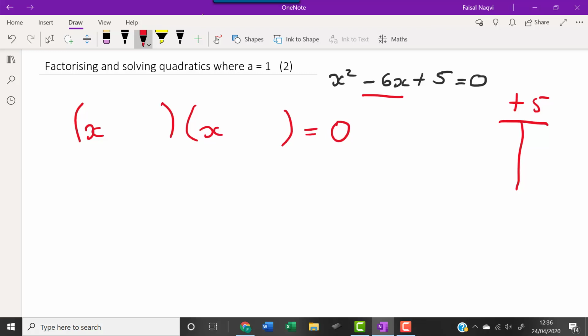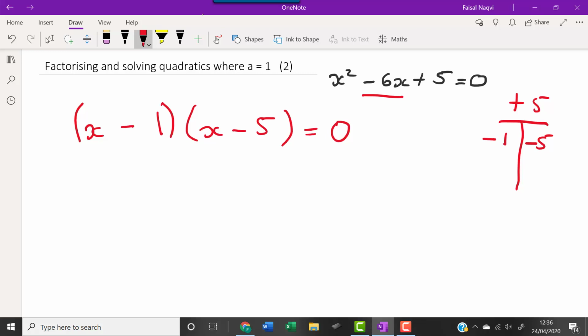Well, two numbers that multiply together to give me plus 5 are going to be 1 and 5. But what can I do with these to add to give me minus 6? Well, if I put minus 1 and minus 5, because I know a minus times a minus gives me a plus, so minus 1 times minus 5 is plus 5, and minus 1 minus 5 gives me minus 6, so that's correct. I'm now going to put those in.